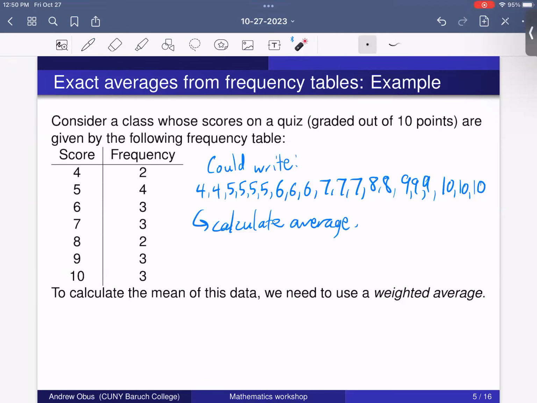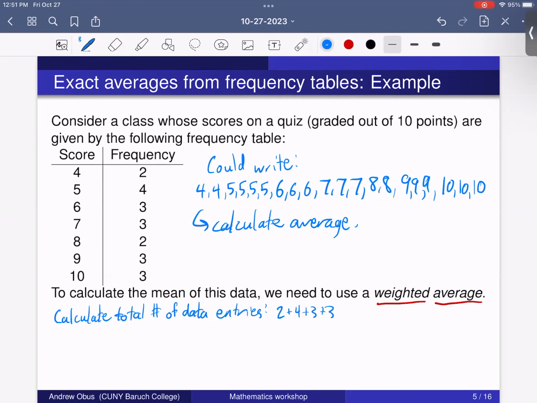Okay. But when you have a frequency table, it's usually faster to use what's called a weighted average. And what's the weighted average? How do you calculate a weighted average? Well, you first calculate the total number of data entries. And that's just adding up the second column here. So that's 2 plus 4 plus 3 plus 3 plus 2 plus 3 plus 3, which is equal to 20.